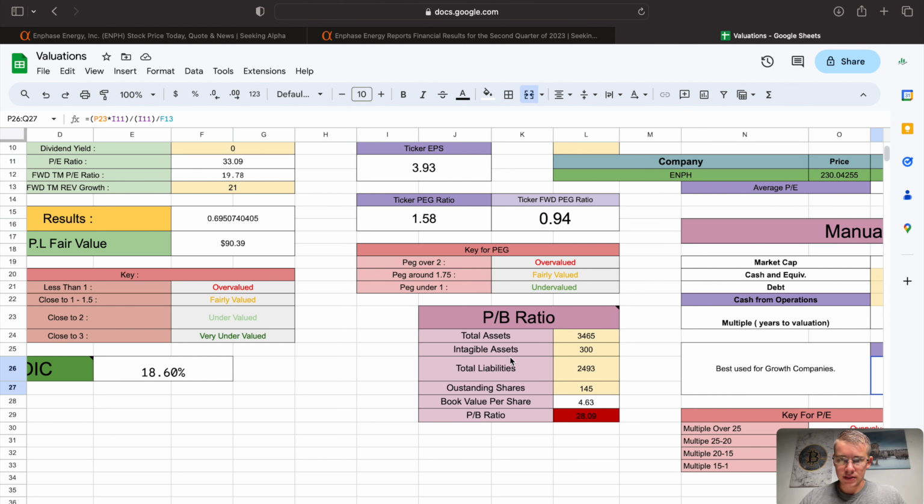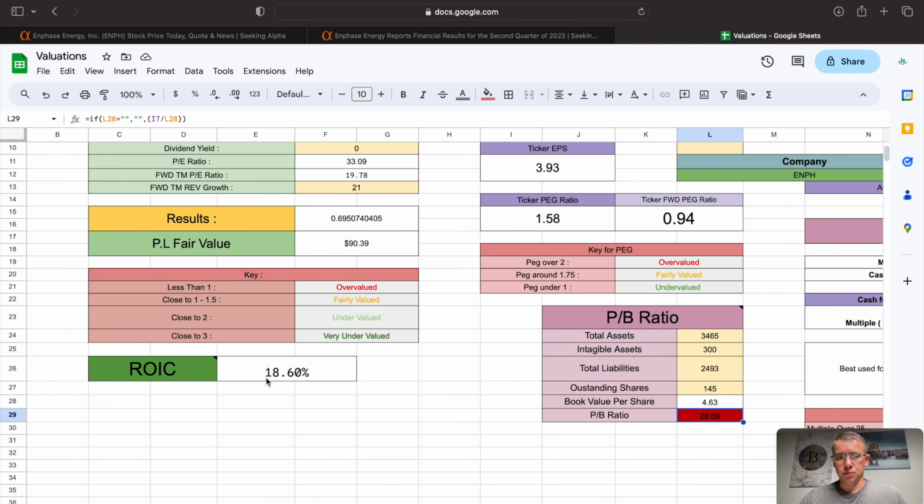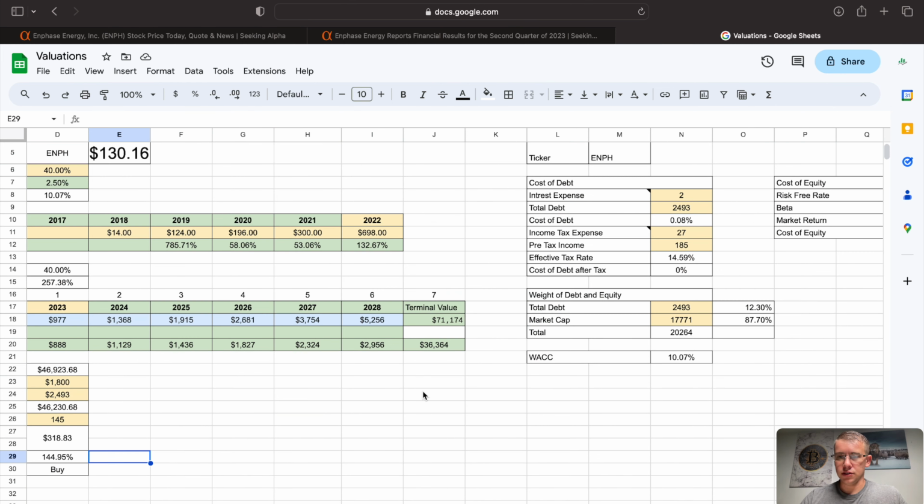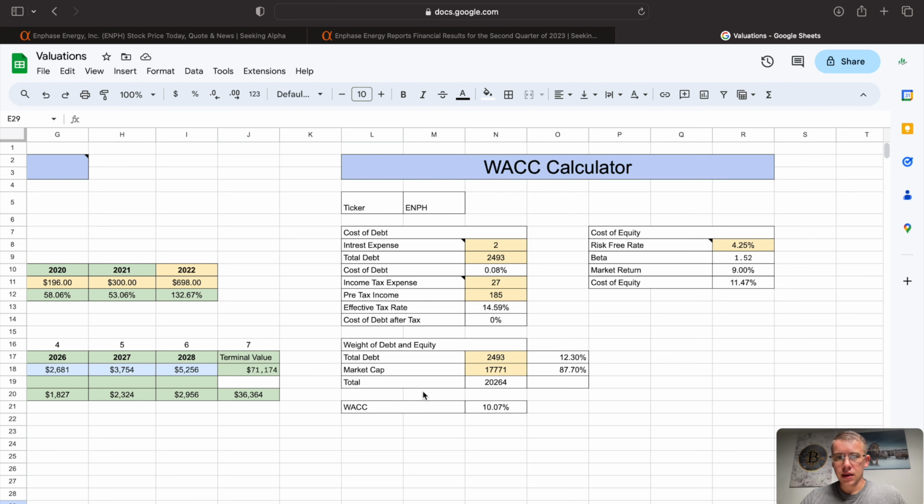Price to book, we got our assets, intangibles, total liabilities, outstanding shares. Give us a book value of 4.6, a price to book value of 28. Now, this big thing I like is the return on invested capital is 18.6%. Anything above 15% is good.